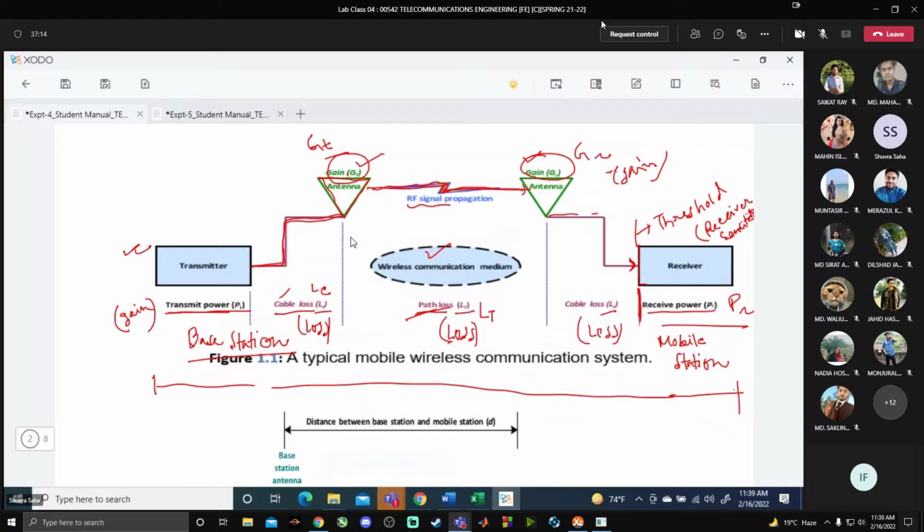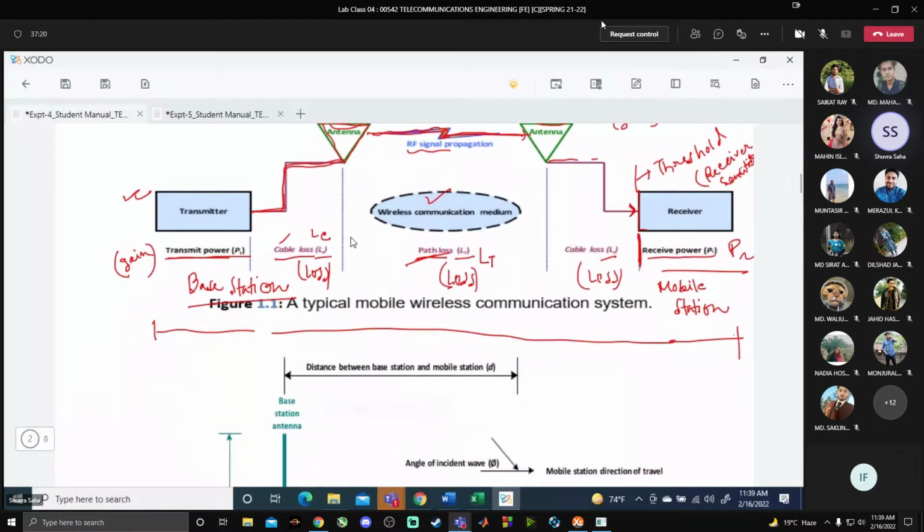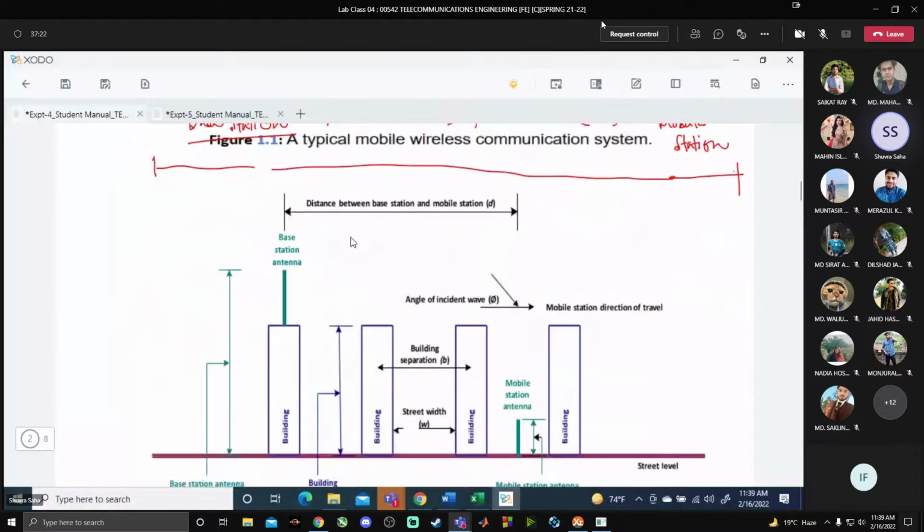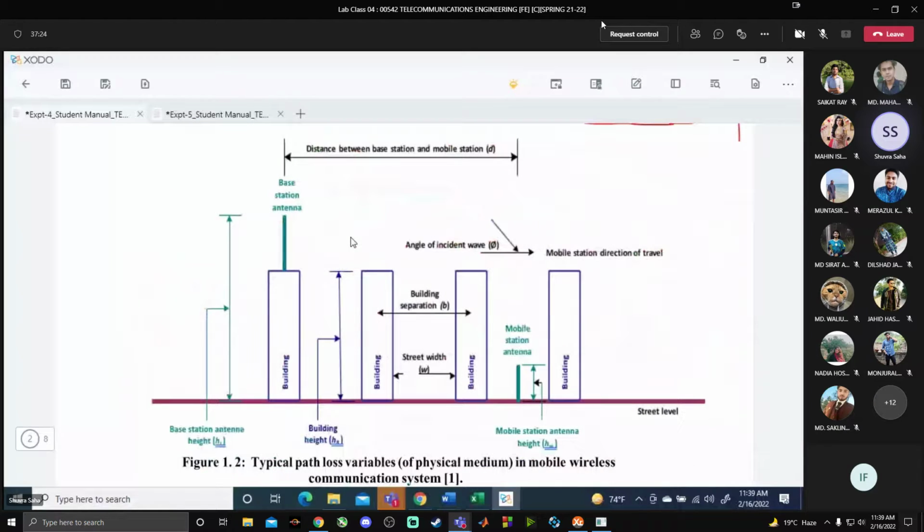Now, what are the parameters that affect these things? There are some parameters which will affect the link performance. Those things are shown in this figure. Those parameters are called path loss variables. They will have an impact on all the loss and gain factors, specifically the path loss factor in mobile wireless communication.